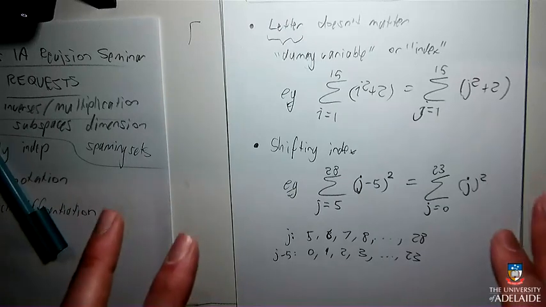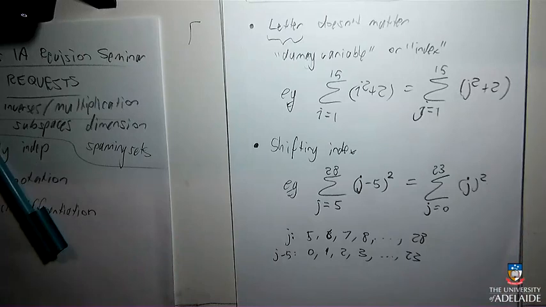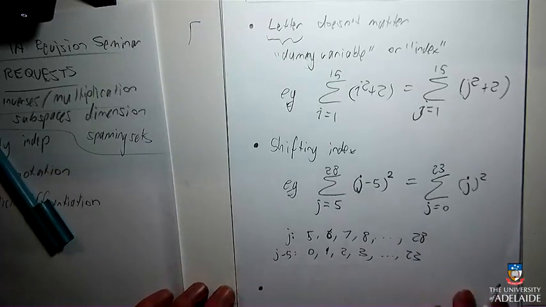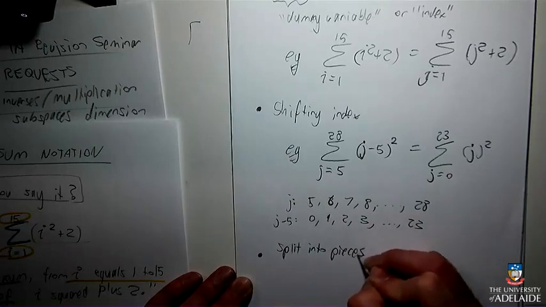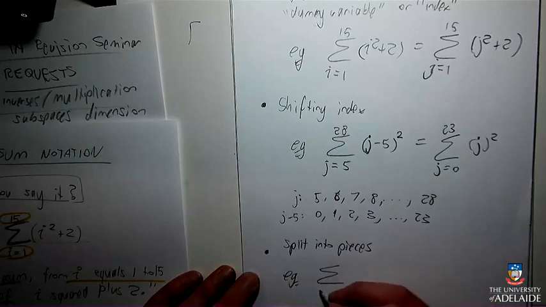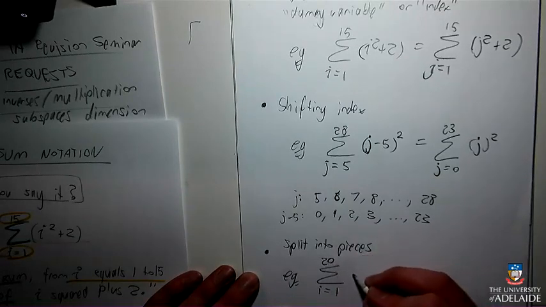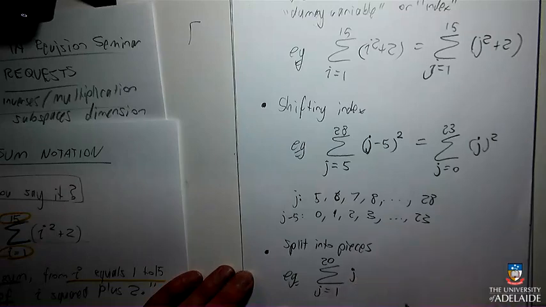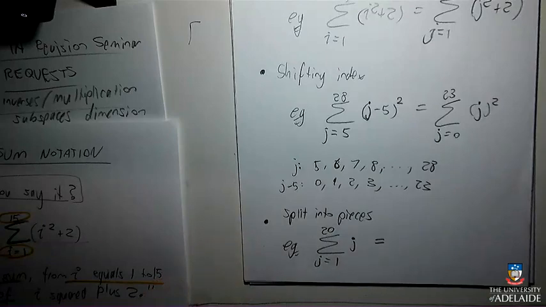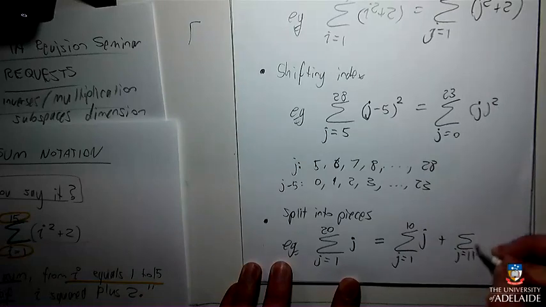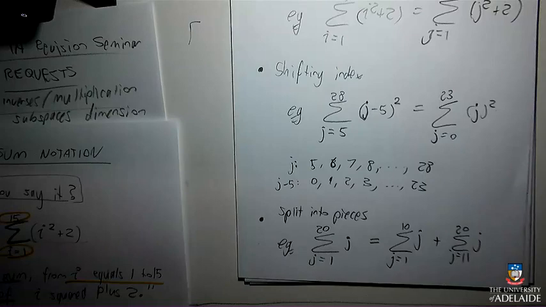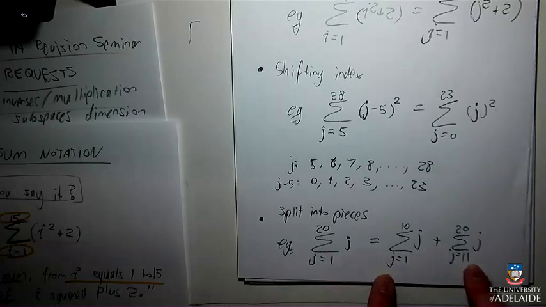Okay, so there's one more rule that's based on the meaning of what it is, and it's to do with splitting it into pieces. I've used J now. I'm getting used to J. The sum from 1 to 20 of J is exactly the same as the sum from J equals 1 to 10 and also the sum from J equals 11 to 20. There's nothing stopping you splitting it into two separate sums and just saying, well, I'll do the first set of numbers and I'll do the second set of numbers. Or there's nothing stopping you getting two sums and joining them together.